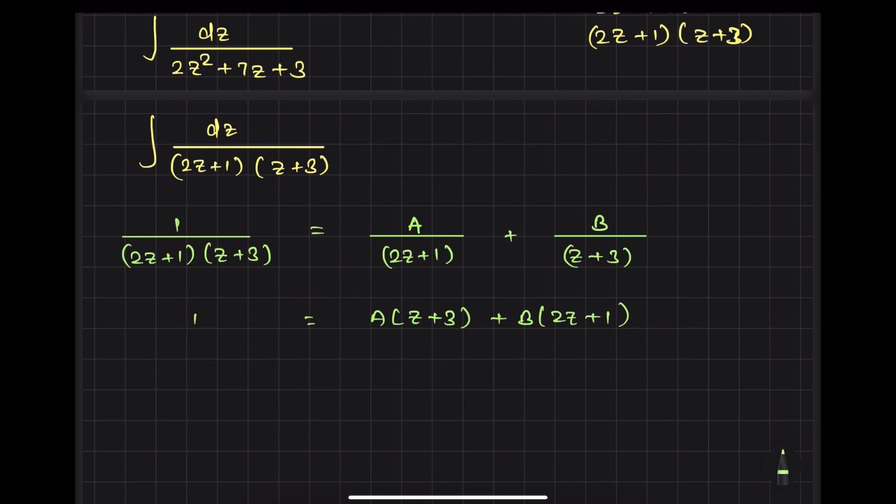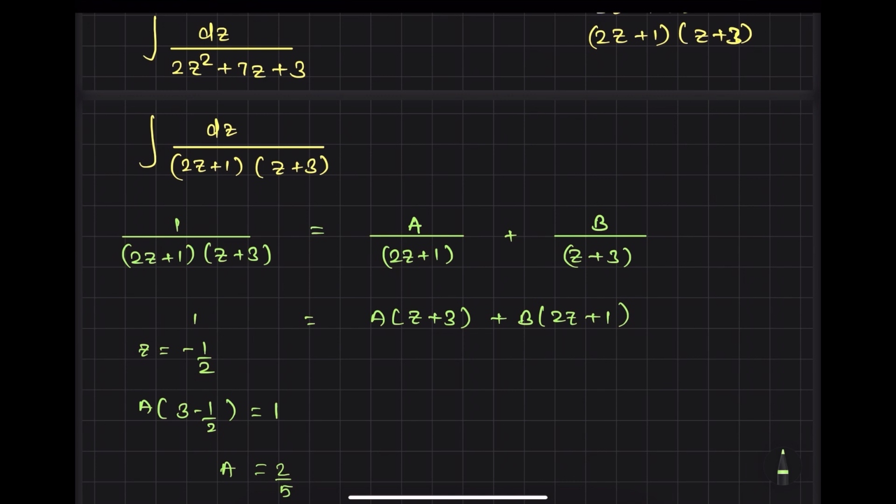Okay, now what we'll do, we will take z as minus 1 by 2. Suppose that z is minus 1 by 2, so this term will become 0, and hopefully we can get the value of a. So a will be what? 3 minus 1 by 2 equals 1. So it is 6 minus 1, 5, so it is 5 by 2. So a will be equal to 2 by 5. Okay, so we got the value of a as 2 by 5.